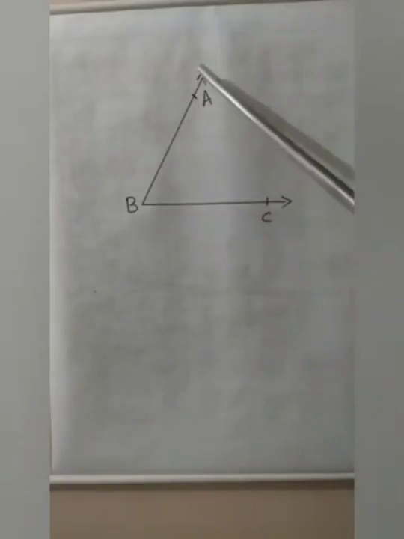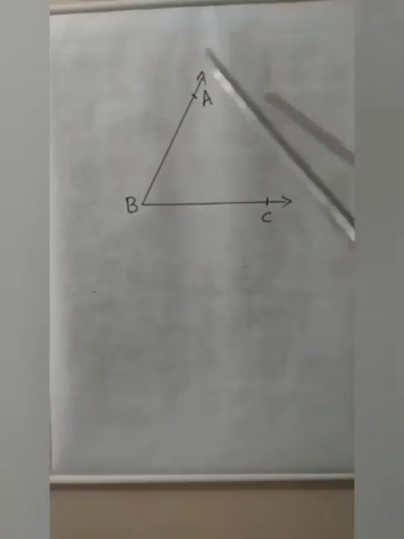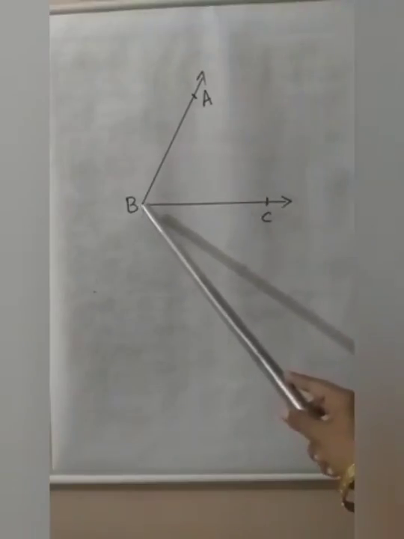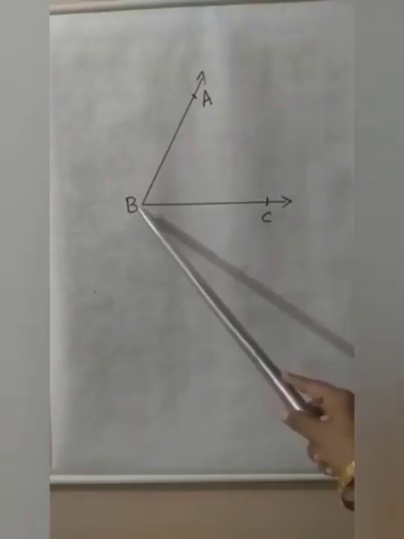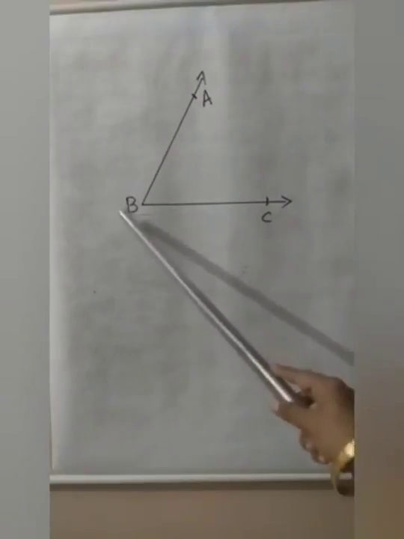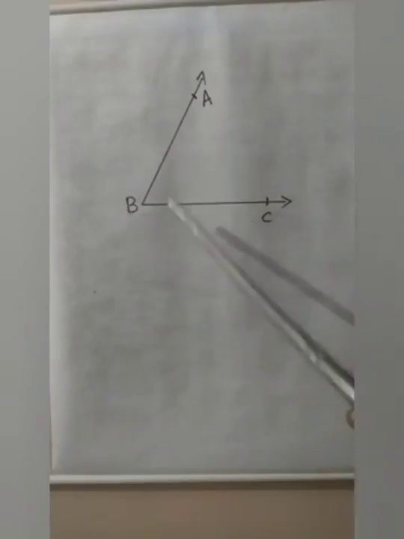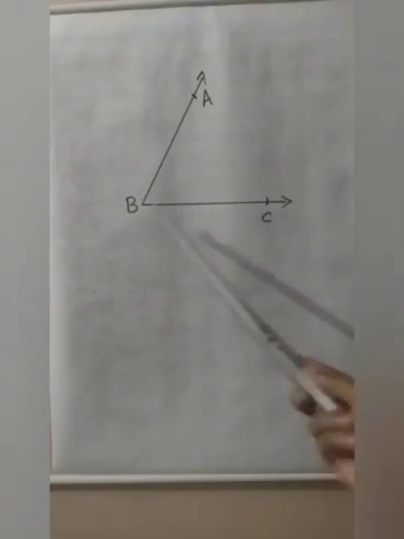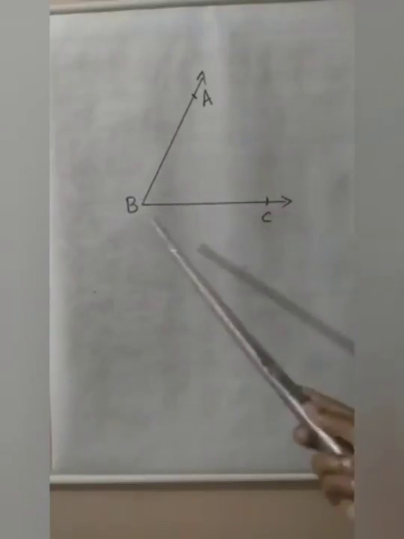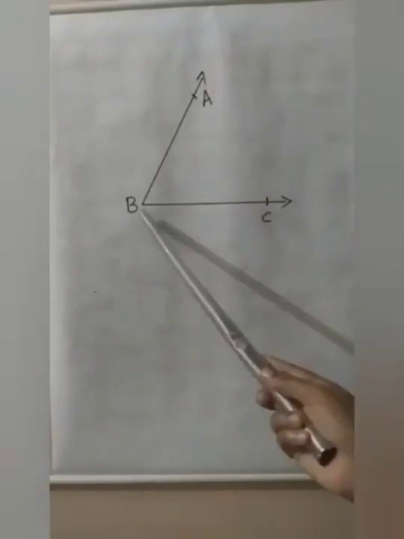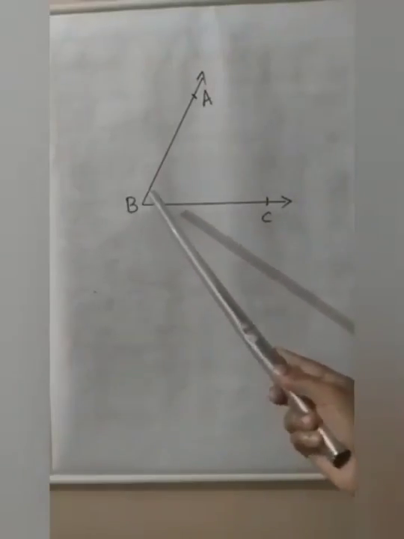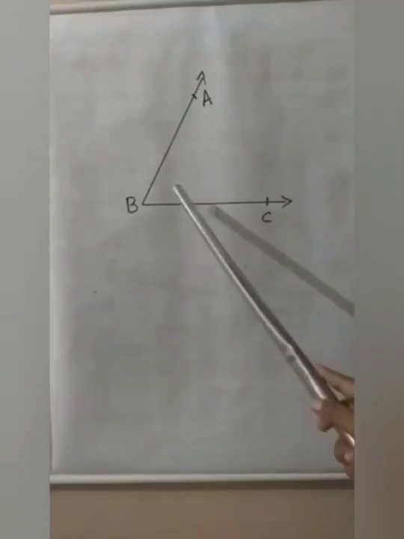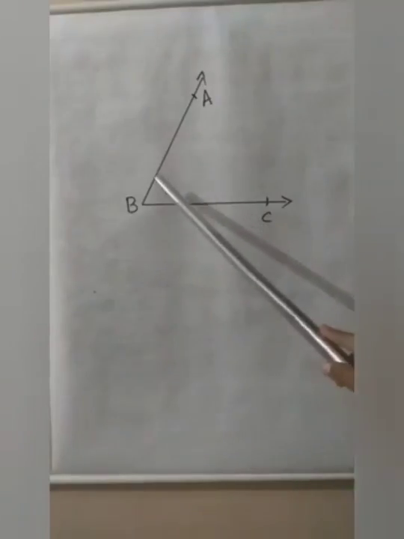What is this? BA, BC. Two rays, isn't it? They are meeting at a common point. What is the common vertex here? B. So, this is the angle. Or in other words, if you are saying AB is a line, CB is also a line. These two lines are meeting at where? The common point B. So there you are getting an angle. What is that? Angle B.